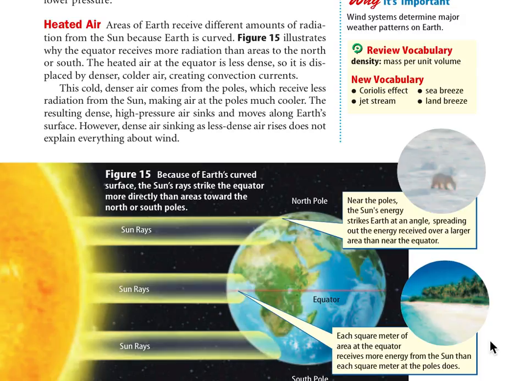This cold, denser air comes from the poles, which receive less radiation from the sun, making air at the poles much cooler. The resulting dense, high-pressure air sinks and moves along Earth's surface. However, dense air sinking as less dense air rises does not explain everything about wind.